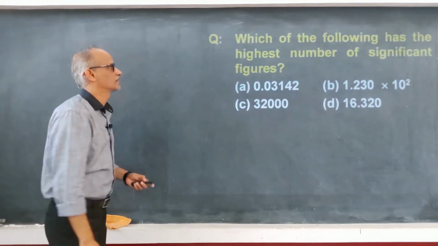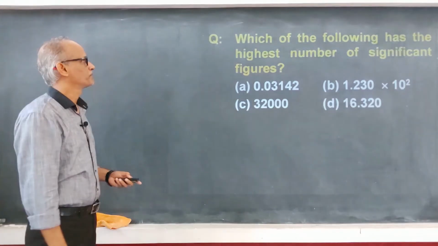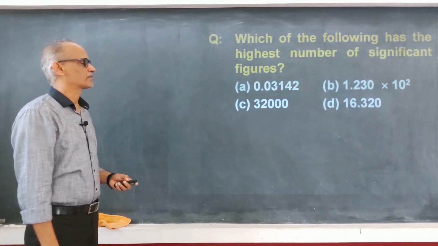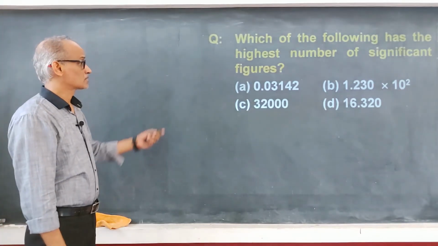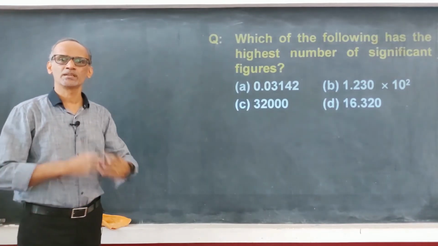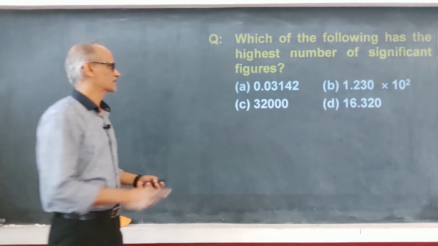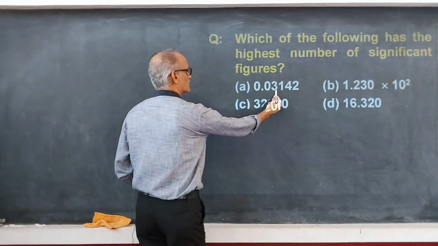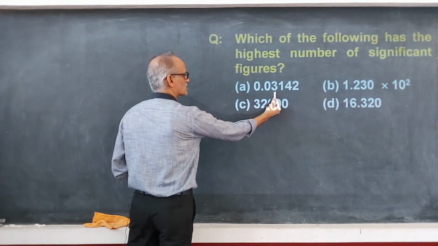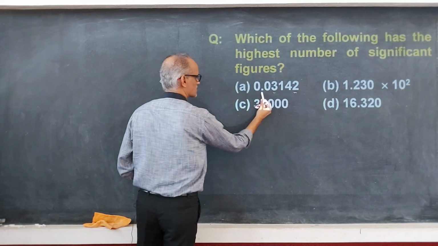Okay, so let's check one more question. The question is, which of the following has the highest number of significant figures? So they have given 4 numbers now, A, B, C, D. Out of this, which has the highest number of significant figures? Okay, so let's calculate here itself. In option A, this is the most, right? Most and the least. Correct. Most is 3, least is 2 because it's with the decimal.